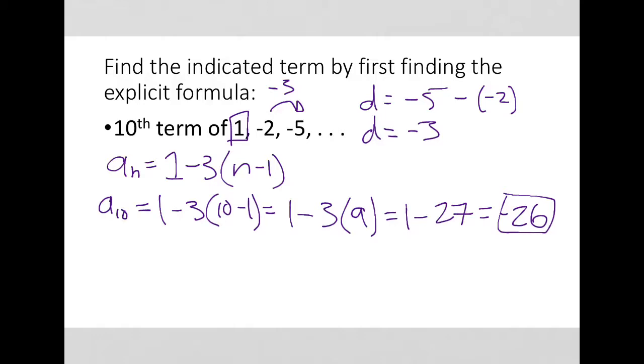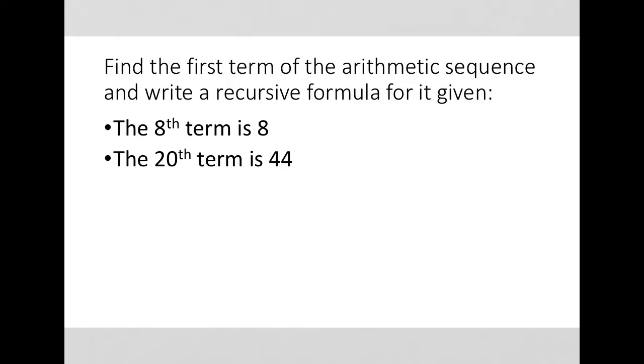Alrighty, well, let's move on to something a little more complicated. Now we want to find the first term of the arithmetic sequence given the information below. And we also want to write a recursive formula for it given what we have. So what do we know? We know the 8th term is 8, and we know the 20th term is 44, and we're told it is an arithmetic sequence, which means we are going from n equals 8 up to n equals 20, which means we are covering 12 terms between 8 and 20.